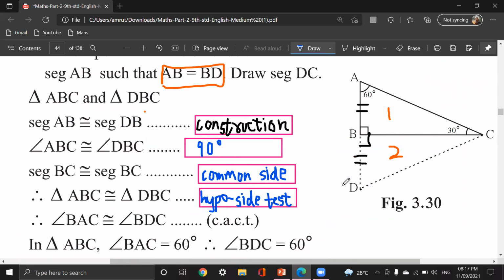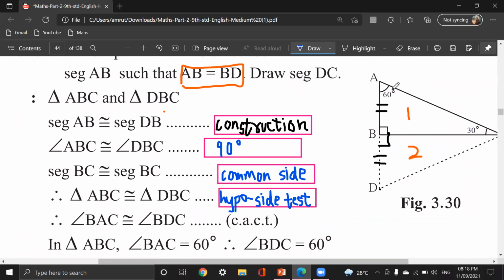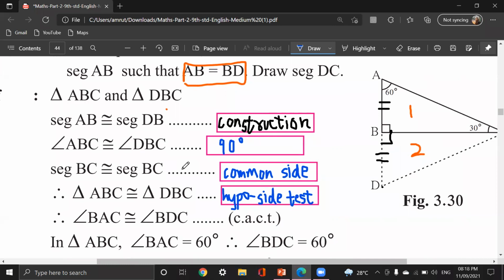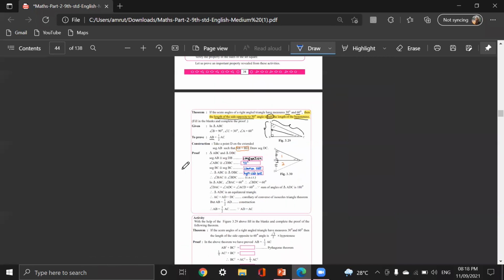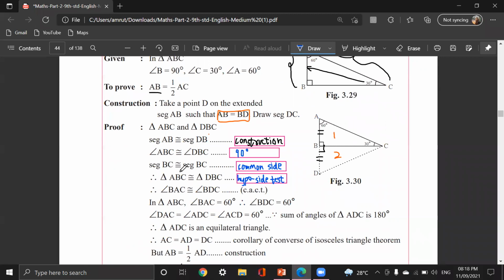So when both the triangles become congruent to each other, all the remaining parameters also become congruent to each other, right? Three parameters are already congruent, but the remaining will also become congruent. So we can automatically equalize. The remaining parameter is angle BAC. So angle BAC, this angle of 60 degree, is congruent to angle BDC.